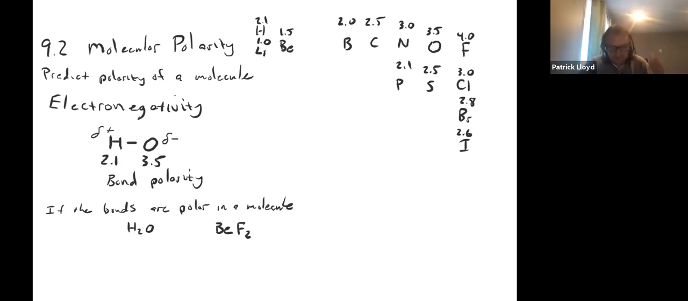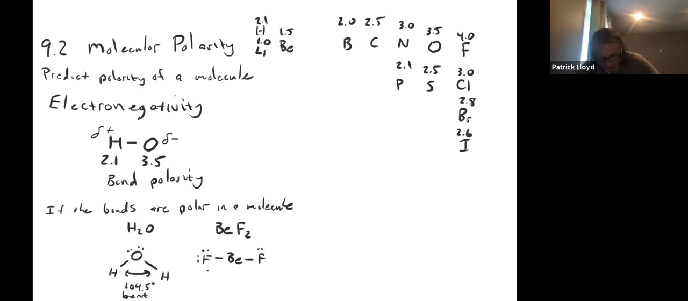Okay, so here's what happens. I'm going to draw the shape of the water. It's bent, right? Okay, and now what I'm going to do is I'm going to draw the shape of the beryllium difluoride. So there's the arrangement of electrons. And it turns out if you look at it, BeF2 only has, it's AX2, right? So this one's AX2. So it's linear, 180. And this one is bent 104.5. It's AX2E2.